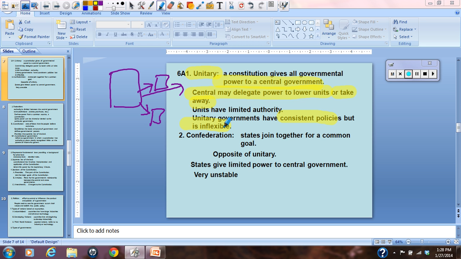Now, confederation, and again, keep in mind, the word confederation is never going to change, but confederation is what? States together for a common goal. Okay, states join together for a common goal. Again, you can draw this out, but which way are the arrows going? Okay, in this case, the arrows are going in. All right? And so when the states give power, it's probably going to be what type of power? Limited power. The disadvantage to a confederation is it's very unstable or unsteady. All right? Everybody got it?